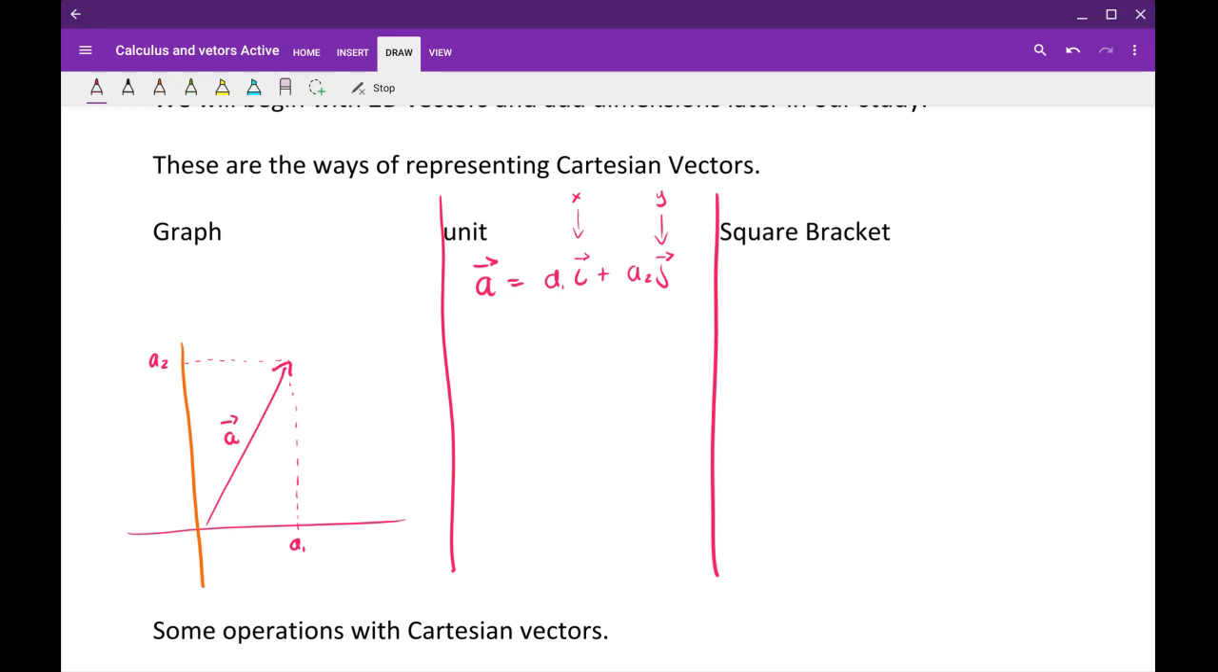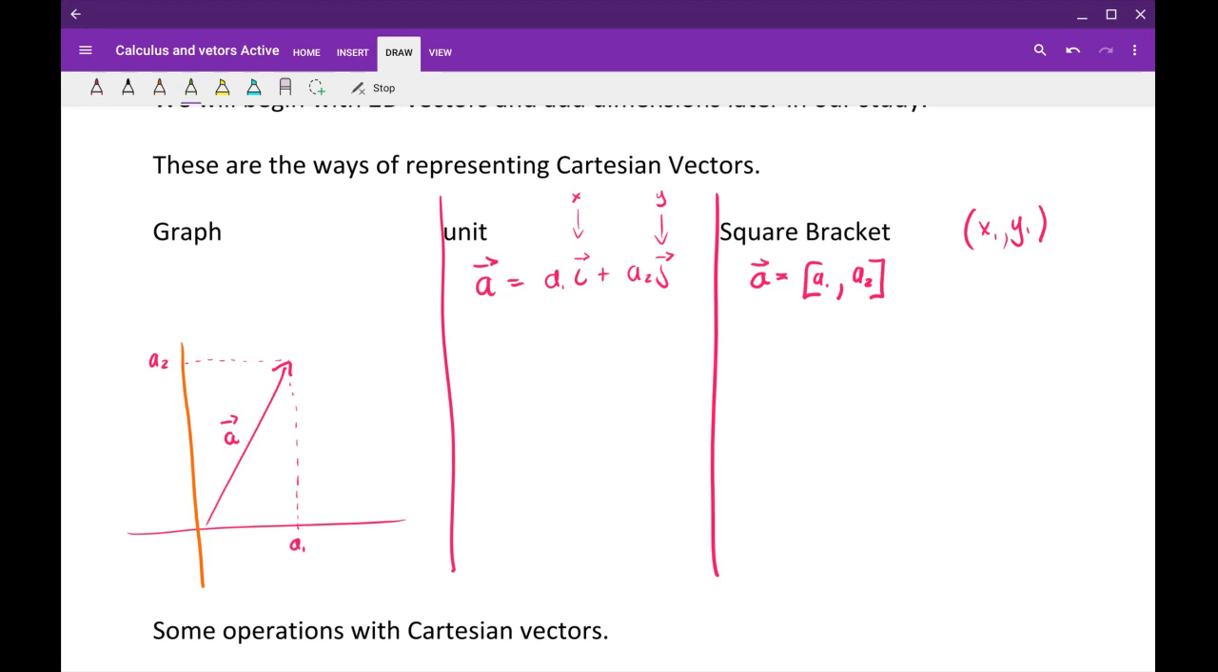And so let me tell you the square bracket way. So the square bracket way is I can actually just write A1 and A2 with square brackets here. Okay, let me make this a little bit bigger. So A1, and then I'm going to write comma A2, right? And you know this is different than a point, because a point would have maybe X1 and Y1. This would be a point. This is a vector here, if you have the square brackets, all right?